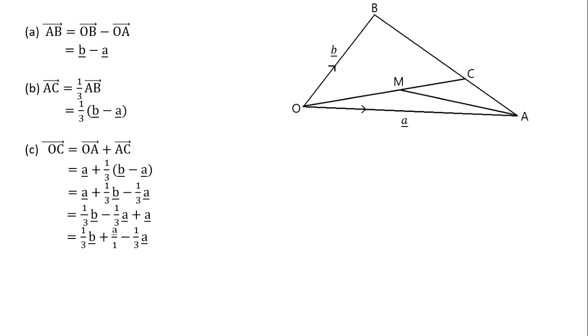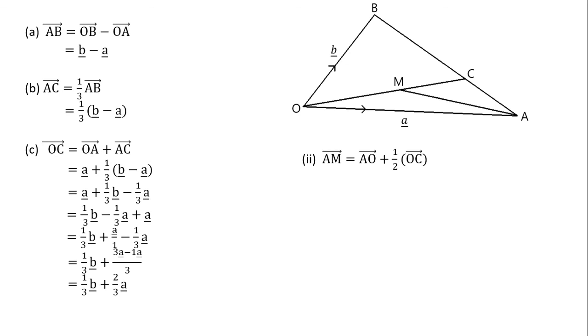Common denominator is a 3. So we are going to say 1 into 3 is 3. 3 times positive A will give us a 3A. 3 into 3 is a 1. 1 times negative 1A will give us a negative 1A. So if you simplify 3A minus 1A, you get a 2A. Therefore, vector OC is equal to 1 over 3B plus 2 over 3A.